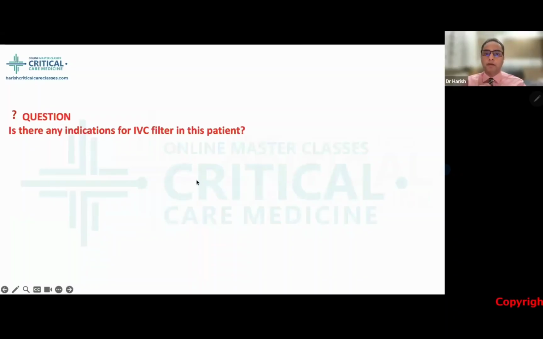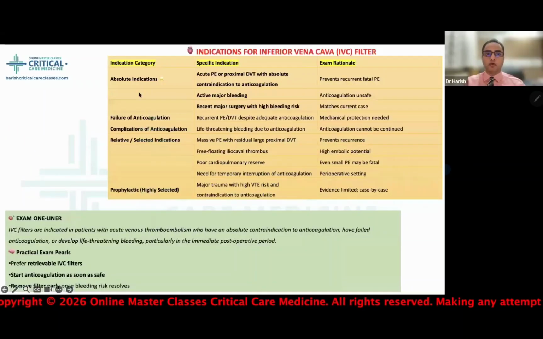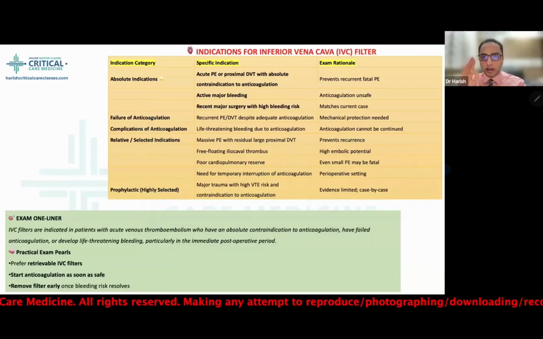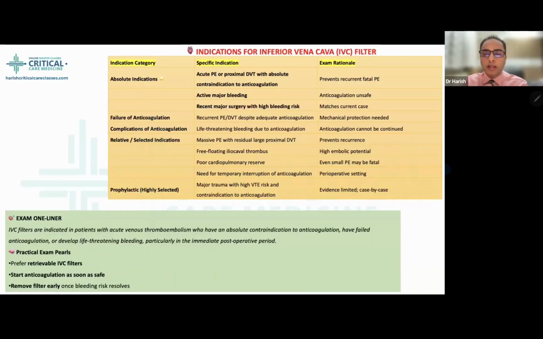Okay. So is there any indication for IVC filter in this patient? Patient is having a pelvic fracture repair and massive pulmonary embolism. Is there any indication for IVC filter, or in which condition do we consider a retrievable temporary IVC filter? Okay. So when there is an absolute contraindication for therapeutic anticoagulation, or we started the anticoagulation but there is a failure, or we started the anticoagulation and a complication happened. Okay. So these are some of the indications for a retrievable temporary IVC filter. Sometimes when the patient is having a recurrent PE also, we go for IVC filter.